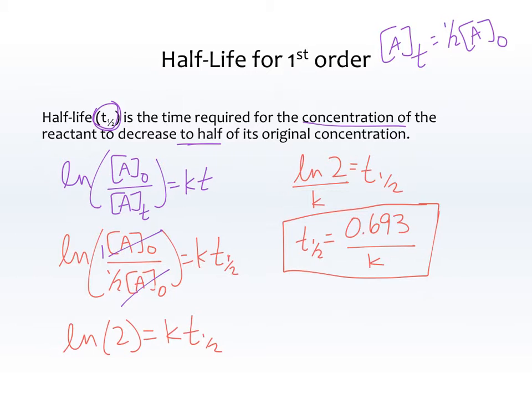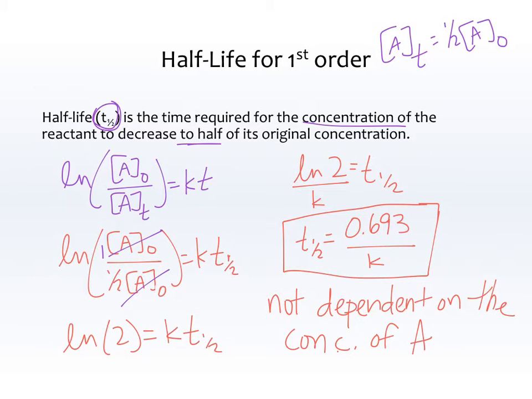Now what's important about this half-life equation is that the A's completely canceled out. So this is not at all dependent on the concentration of A. It has nothing to do with what A started with or what A ends with. It's just 0.693 over the rate law constant. So that's something to keep in mind.